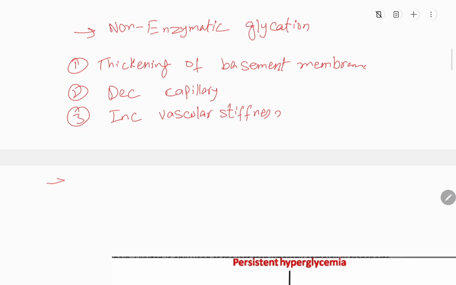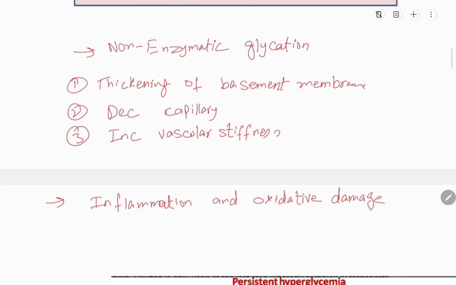Then there is another thing, which is inflammation and oxidative damage. High oxidative stress and glycation products stimulate inflammatory cytokines. These cytokines attract white blood cells and other inflammatory mediators to the site. These result in endothelial dysfunction.